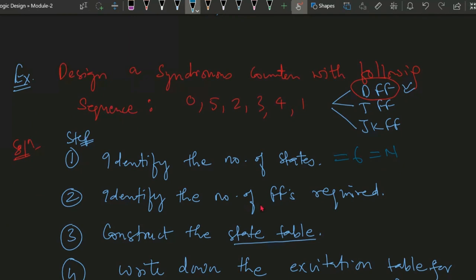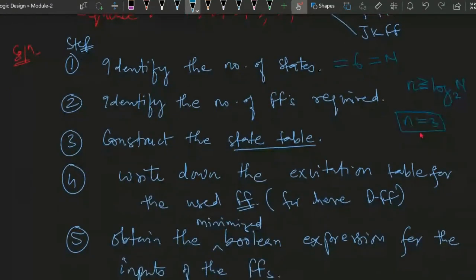Similarly, we need to find out how many flip-flops are required. The number of flip-flops required is given by small n, where 2 to the power n should be greater than or equal to the number of states, that is n is at least log n to the base 2. If we put the value 6, the n value comes out to be 3. It should be an integer. So n is 3, meaning 3 flip-flops will be required.